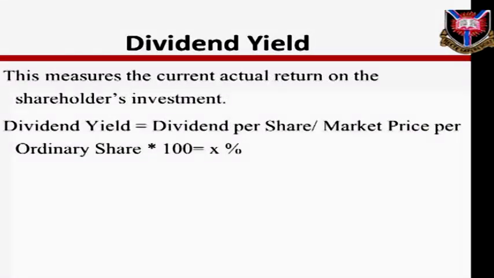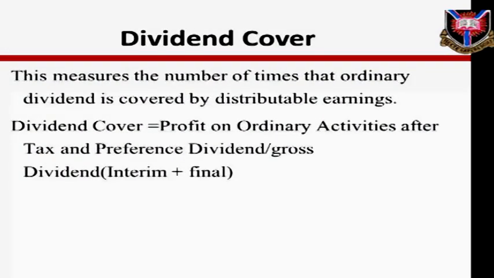Dividend yield. This measures the current actual return on shareholders' investment. Dividend yield equals dividend per share over market price per ordinary share times 100. Dividend cover. This measures the number of times the ordinary dividend is covered by distributable earnings. Dividend cover equals profit on ordinary activities after tax and preference dividend divided by gross dividend.